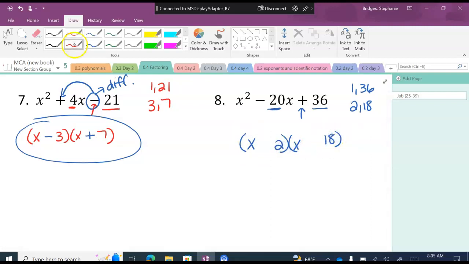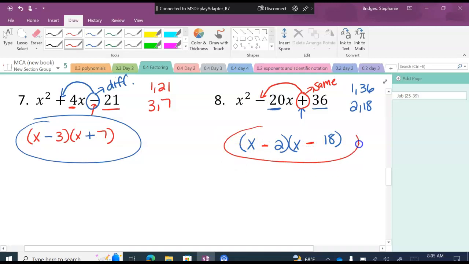Okay. This time, because my second sign is a plus, my signs are going to both be the same. They're either both a plus or both a minus, and they will be whatever that first sign is, which in this case is a minus. You feeling okay with those?